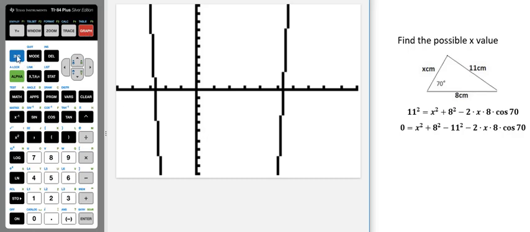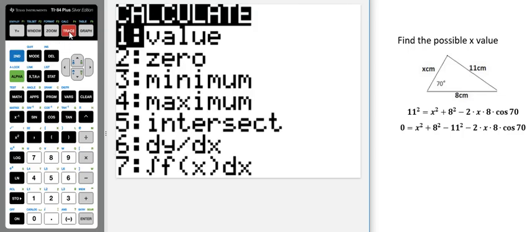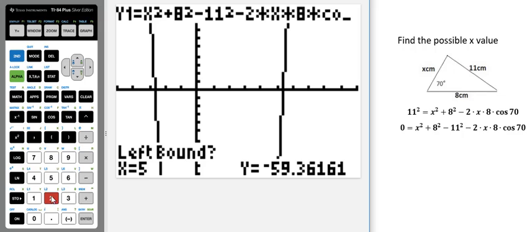Then I need to do second trace. I need to get the zeros, so I put the 2. For the left bound, let's get the 5. Each one is a 2, so it's 2, 4, 6, 8. I will put the 8 first.